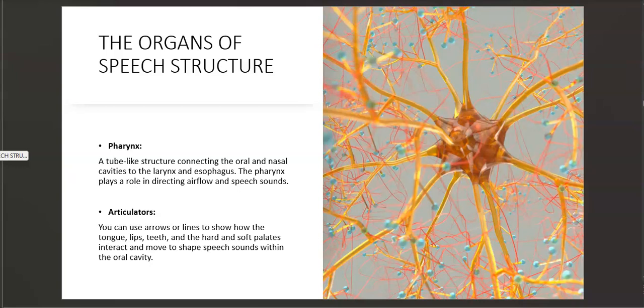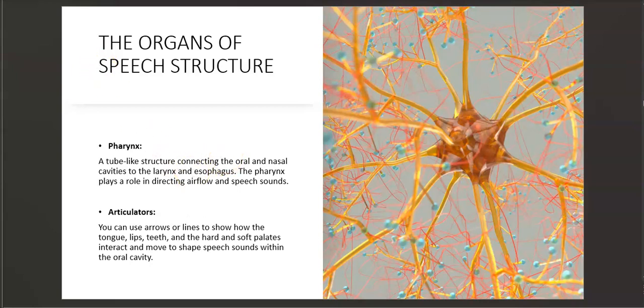So the oral and the nasal cavity are connected to this larynx, and the larynx is the voice box. So we talked about some sounds being produced in the oral cavity and some in the nasal cavity. When they're produced, they need to vibrate and be spoken out. Hence, they have to be vibrating in the larynx or the voice box. So that's why there's this connection. I hope you're getting the connection here. So the pharynx plays a role in directing the airflow and the speech.